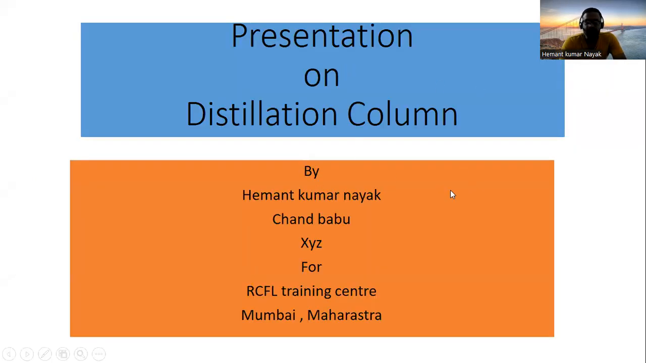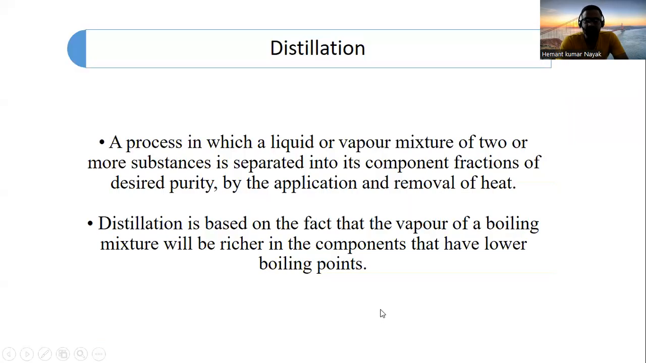So hello everyone. I'm Hemant Kumar Nayak, and we are going to give a presentation on distillation column for our CFA training center. First, what is distillation? First, we have to know what is distillation. So distillation is a process by which we can separate a mixture of different components by applying heat.